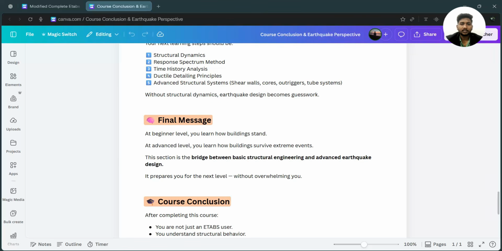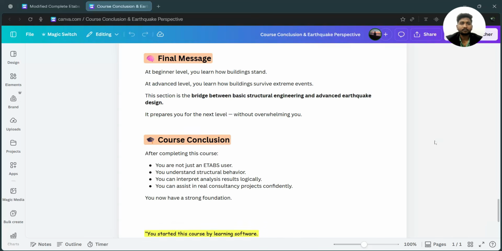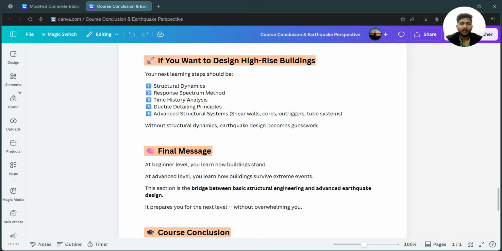This section is the bridge between basic structural engineering and advanced earthquake design. It prepares you for the next level without hesitating and without overwhelming you. So that's the bridge between both, and that was the final message.